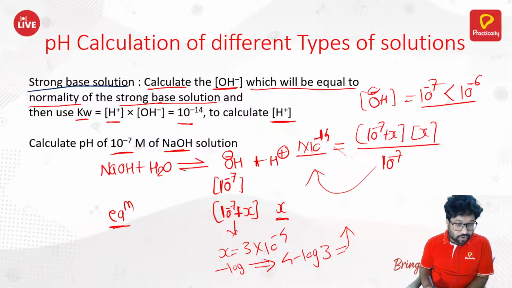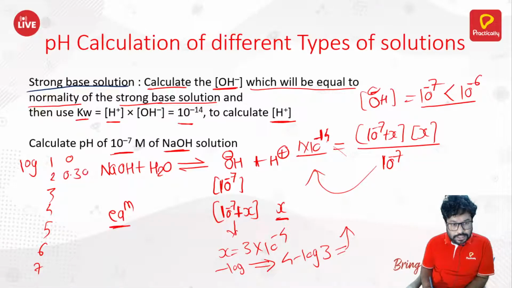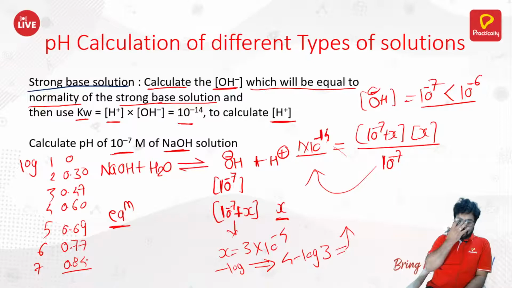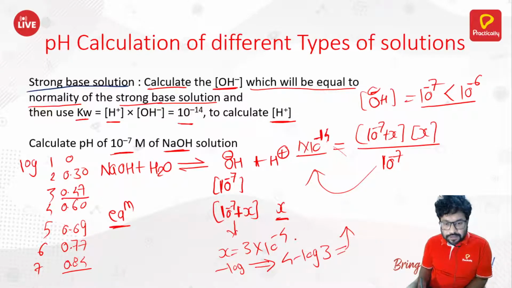Let me tell you the values of log. For log 1, it is 0. Log 2, 0.30. Log 3, 0.47. Log 4, 0.60. Log 5, 0.69. Then log 6, 0.77, 0.84, like that. But anyways, we need log 3 only. Log 3 is 0.47. So 4 minus 0.47 is equal to 3.53.